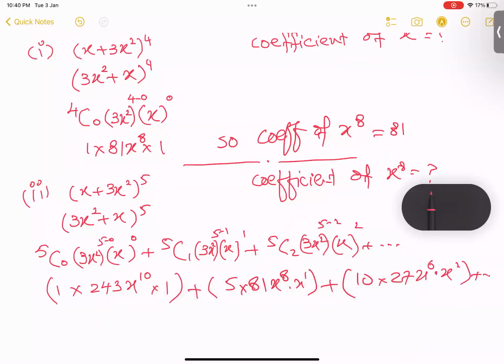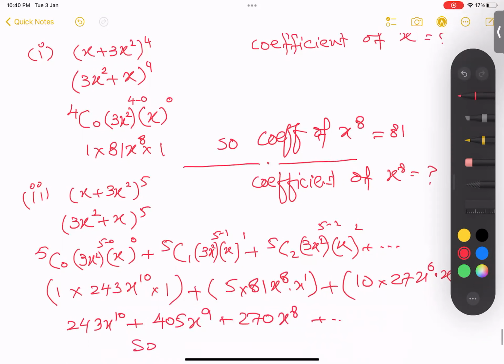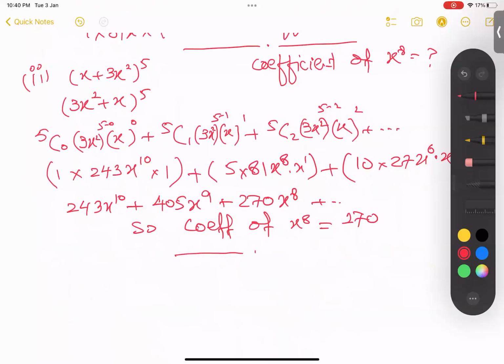How? Because we know that this is 243 x to power 10. And here 5 1s are 5, 5 8s are 40. 405 x to power 9. And 270 x to power 8. And I'm looking for coefficient. So coefficient of x to power 8 is equal to 270. So I hope these 2 points are very, very clear.